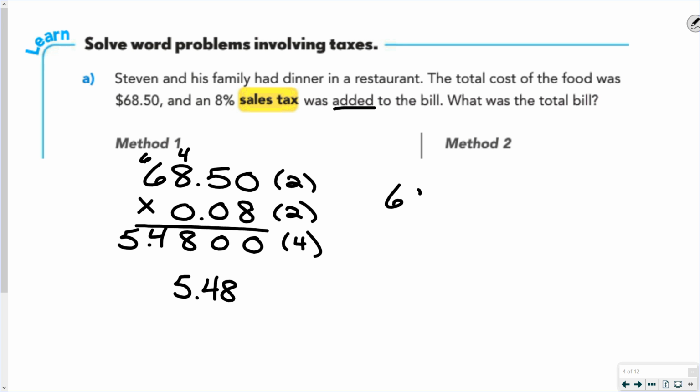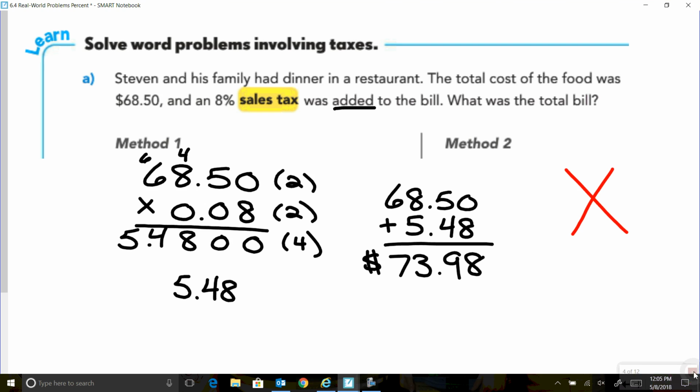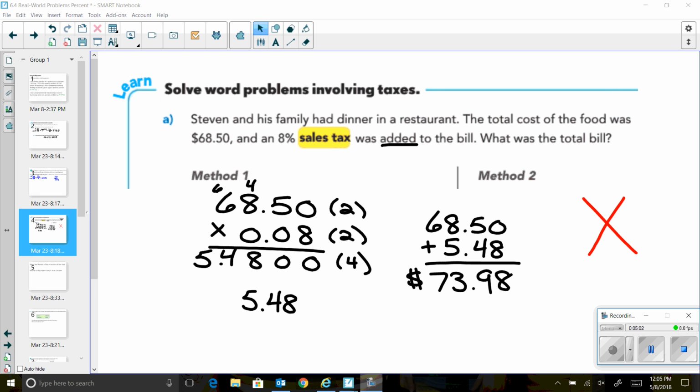So if the food bill was $68.50 and we had $5.48 in tax, we're going to add those together to get $73.98. And for this question, we are not going to worry about a second method because since money is in decimals, we're going to utilize decimals.